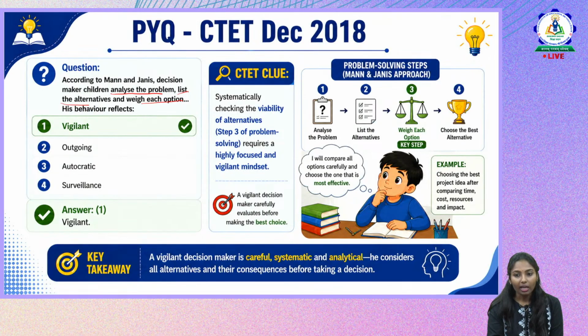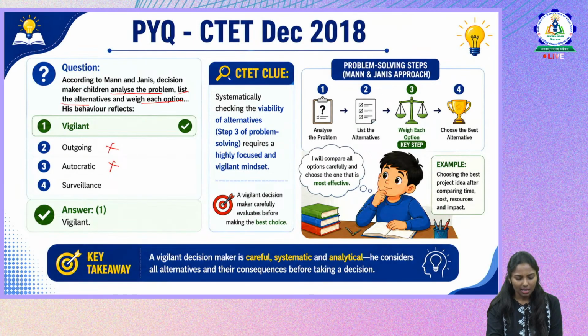Vigilant. If you don't remember the meaning of vigilant at that time, you can leave it. We'll go for the next option. Outgoing. Outgoing is a social trait. Like he is very outgoing, introvert, extrovert, that kind of trait. So this has nothing to do with decision making. So we can eliminate this option, right? Now autocratic. Autocratic is a leadership style wherein the power lies with the leader. So here is not the place for this answer. So we can eliminate this option.